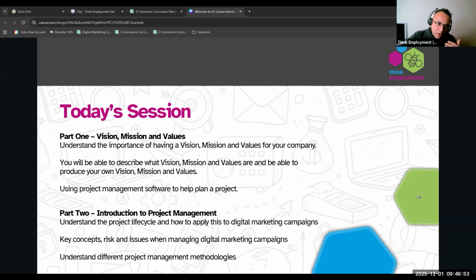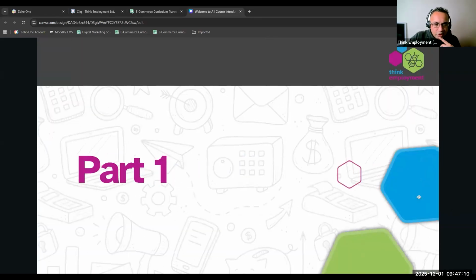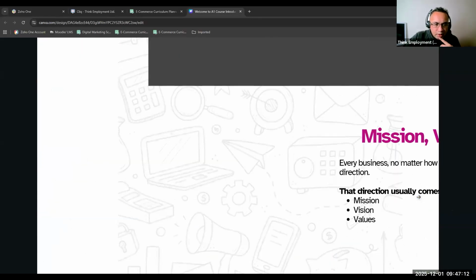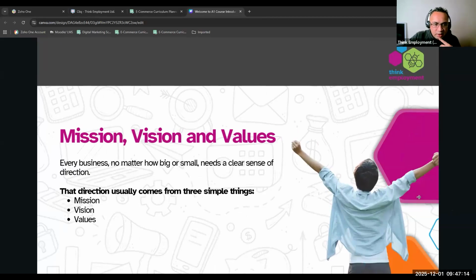And then we're going to look at how project management software can help, and also what project management is. We're going to go deep into that in part two and look at the risks and issues when managing digital marketing campaigns. Okay, so part one, we're going to cover now mission, vision, and values.